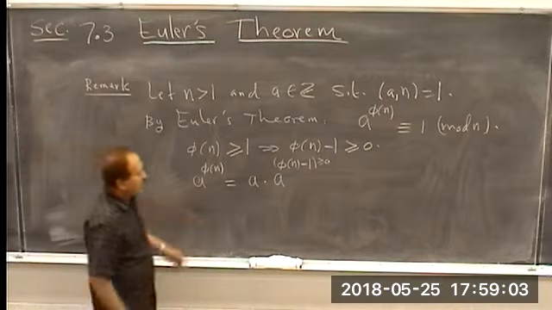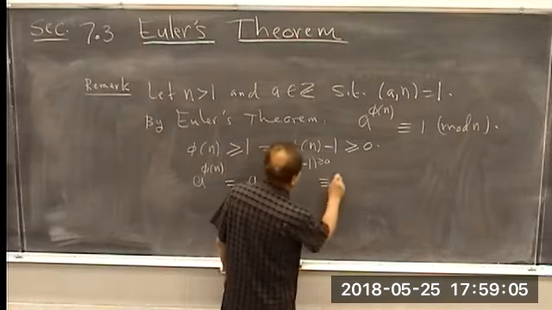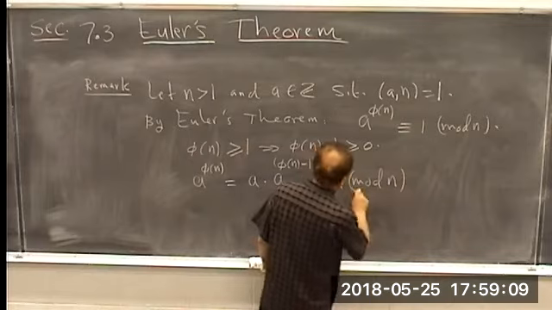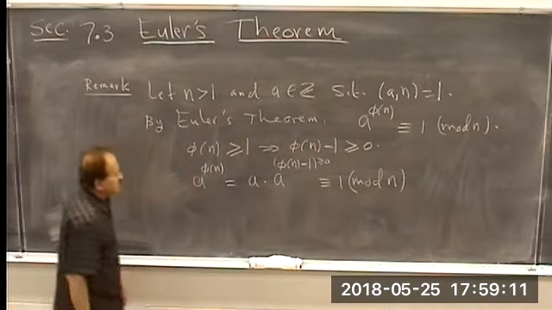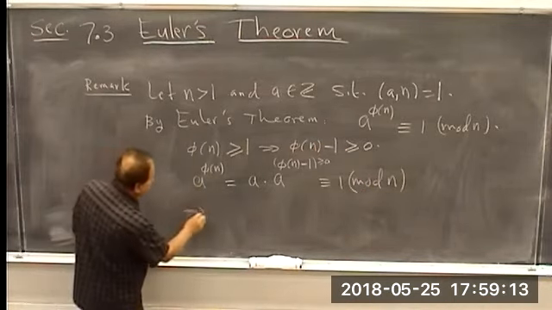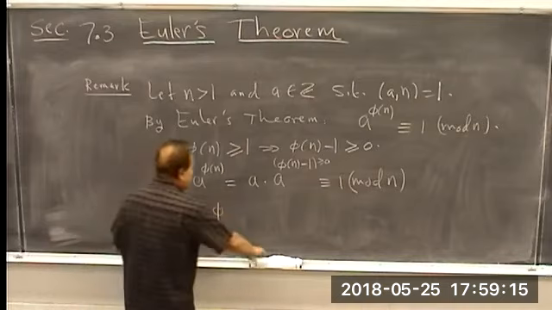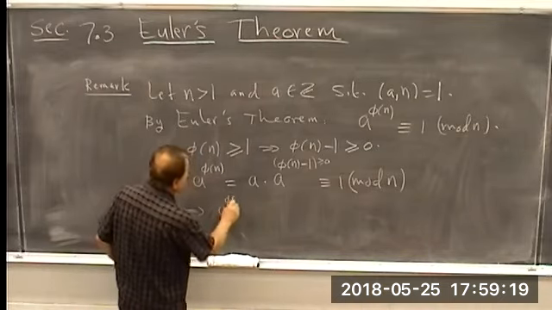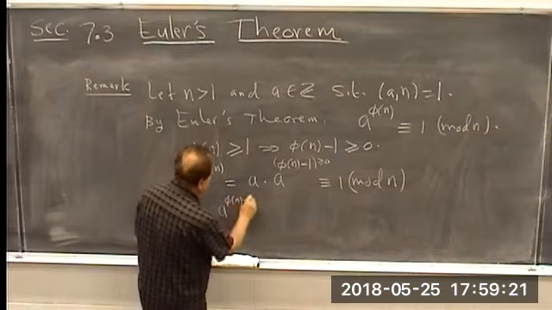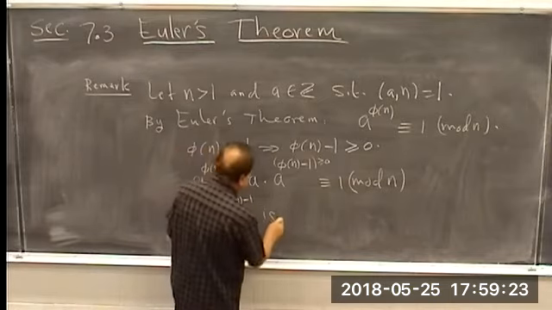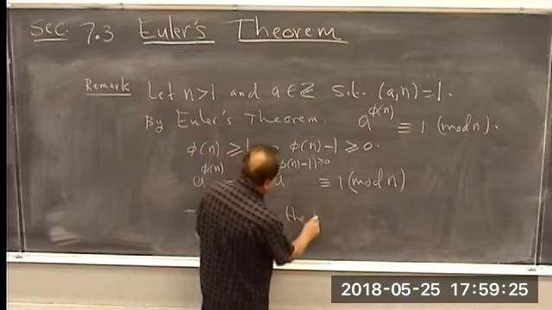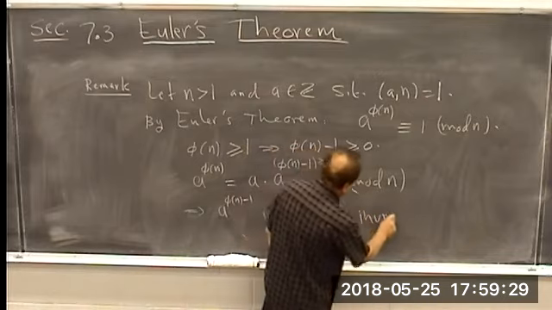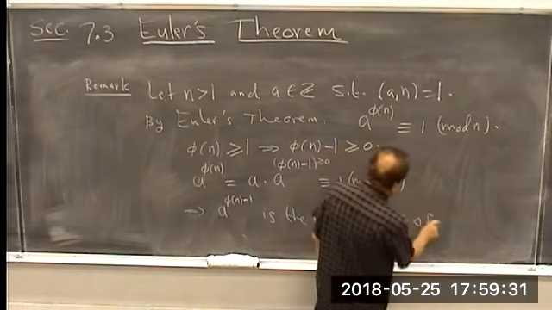And I know this one is congruent to 1 mod n. That's Euler's theorem. What does this mean? This means that a to the phi of n minus 1 is the multiplicative inverse of a.